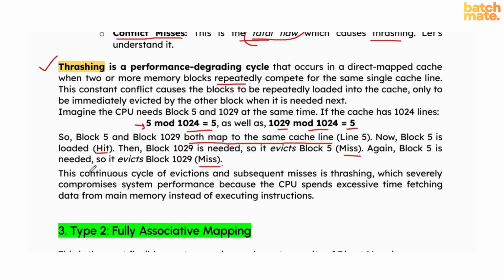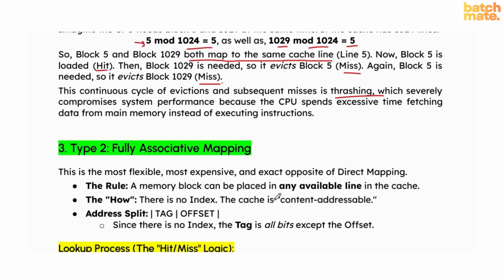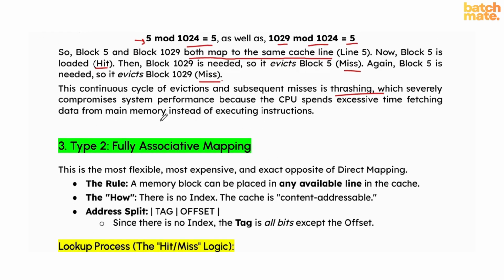This continuous cycle of evictions and subsequent misses is thrashing, which severely compromises system performance because the CPU spends excessive time fetching data from main memory instead of executing instructions. It is the main weakness of direct mapping. So, we just saw that direct mapping is fast but rigid. It causes thrashing because of those strict seating rules.